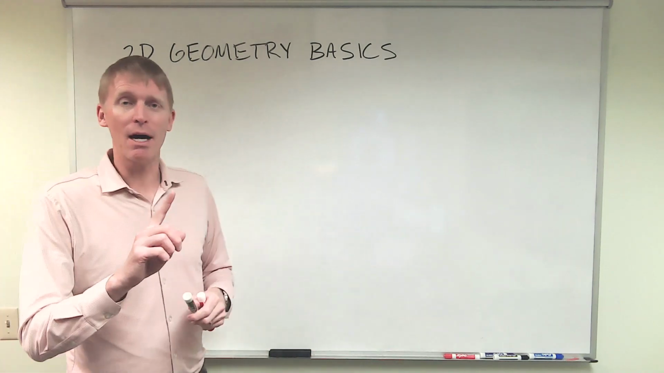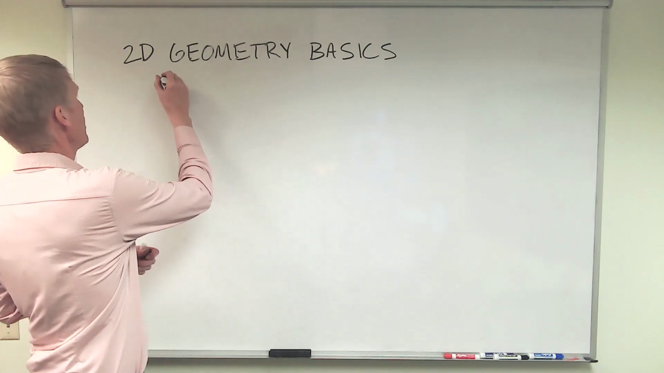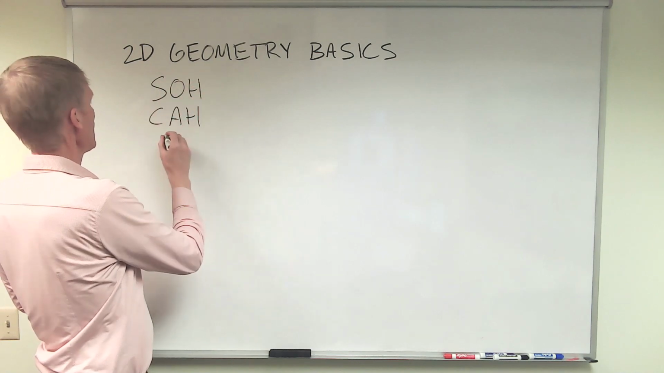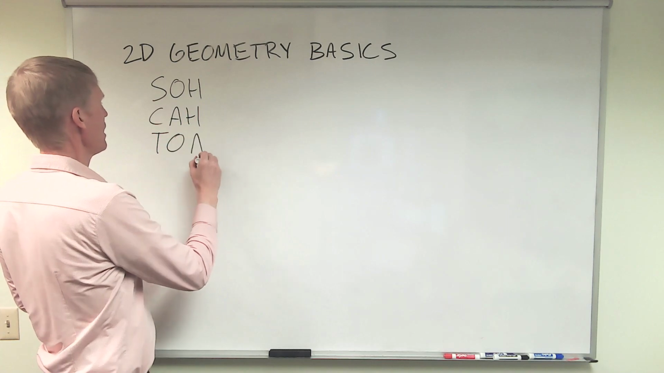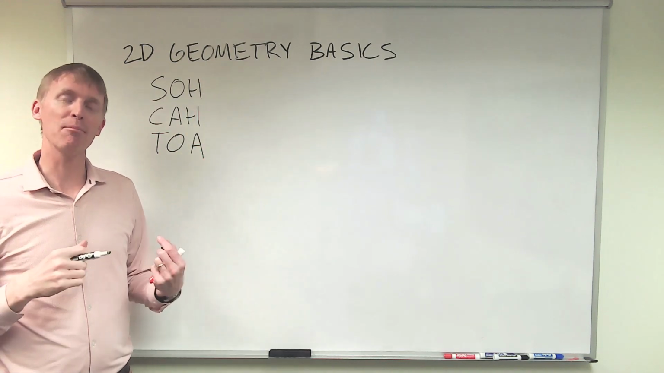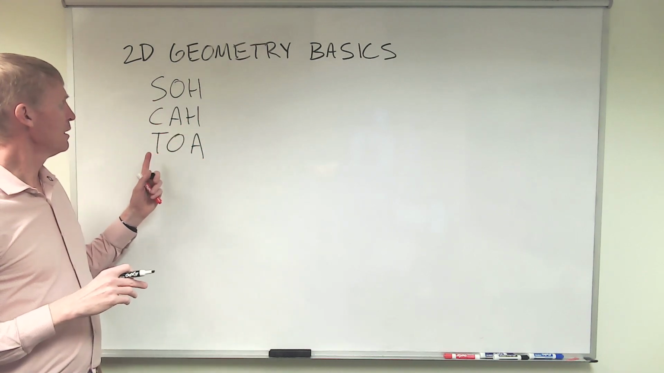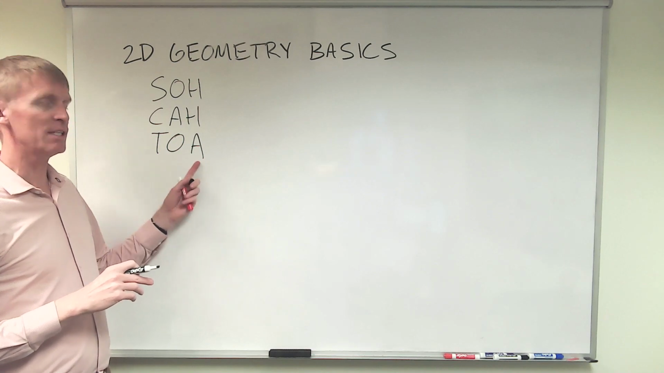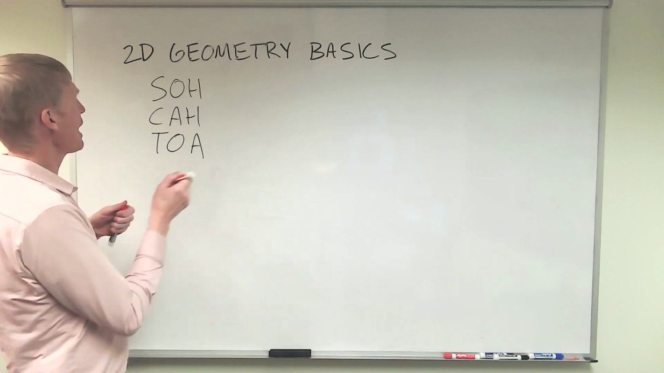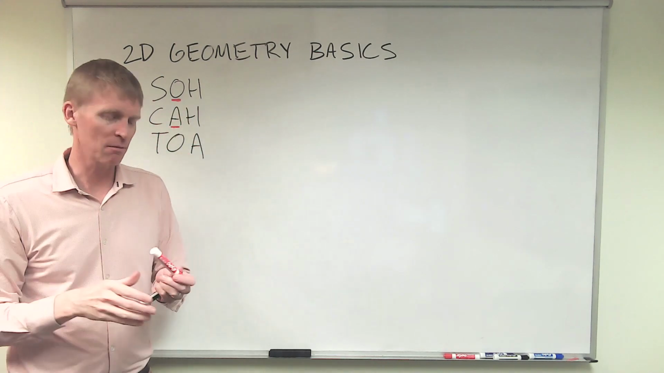The first one to talk about is right triangles. We love right triangles, right? We love our friend SOHCAHTOA. Sine is opposite over hypotenuse, cosine is adjacent over hypotenuse, and tangent is opposite over adjacent. So you all know those. The key terms in these, I think, are actually opposite and adjacent. Let's talk a little more about that.